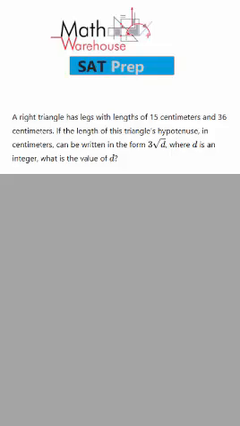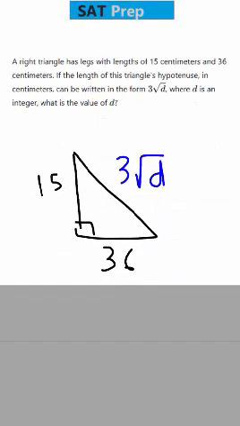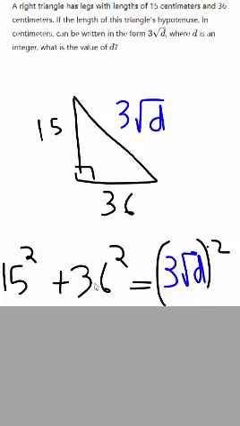Again, I took a practice question on one of the official College Board practice tests, and I just changed the numbers. So this is a very authentic style question. And we're just going to plug in 15 and 36, the legs for a and b, and 3 square root of d into c for a squared plus b squared is c squared, right? Here's a diagram of it. And in the formula, we have 15 squared plus 36 squared equals 3 root d squared.